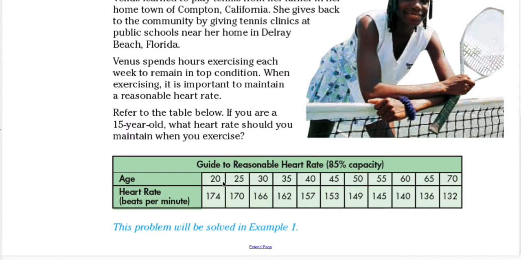Okay, if you are 20 years old, heart rate at 85% capacity should be around 174 beats per minute. 25 years old, 170 beats per minute. 30, 166, and so on and so forth until, at age 70, the reasonable heart rate at 85% capacity is 132 beats per minute. Okay, we will solve this problem in example 1.